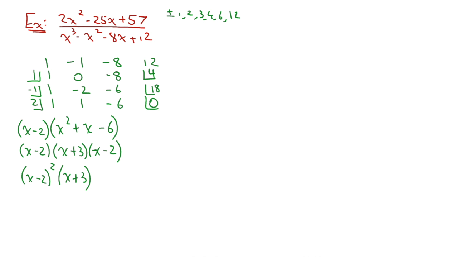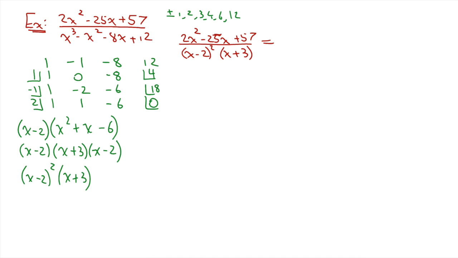Okay, get rid of all this. So that means I can rewrite my problem properly as 2x squared minus 25x plus 57 over x minus 2 all squared times x plus 3.